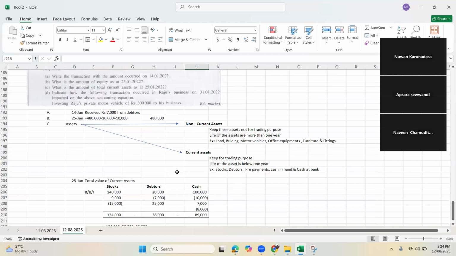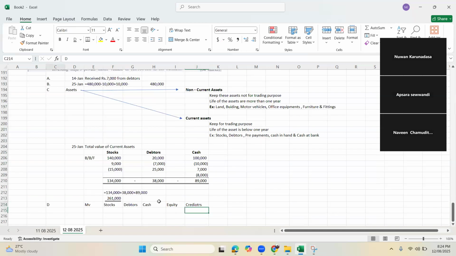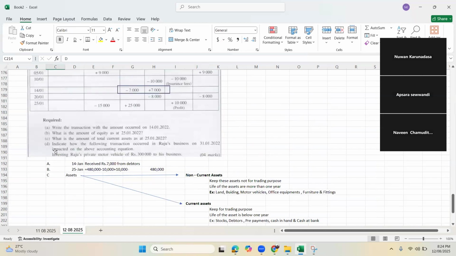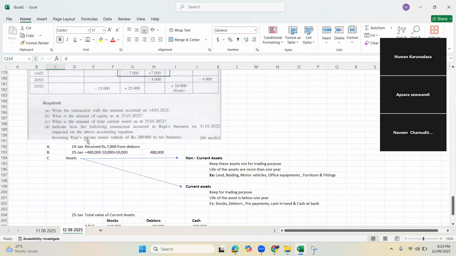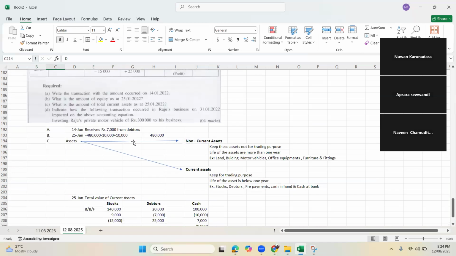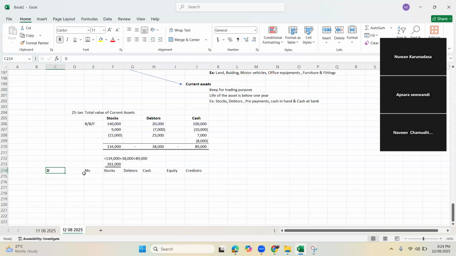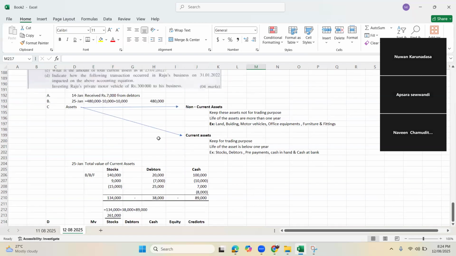Right. What is the transaction? This is D. Indicate how the following transaction occurred in Raju's business on 31st Jan 22, and the impact on the above accounting equation. Investing Raju's private motor vehicle of 300,000 to the business. Think. How to write? What's coming in? What's going out? What is increasing? What is decreasing? So easy.